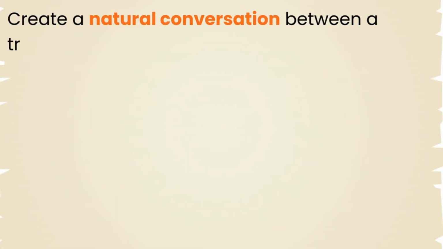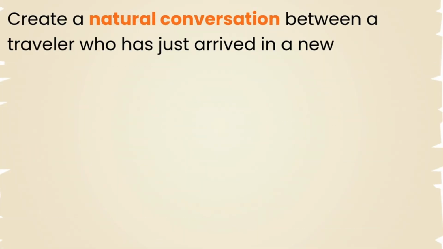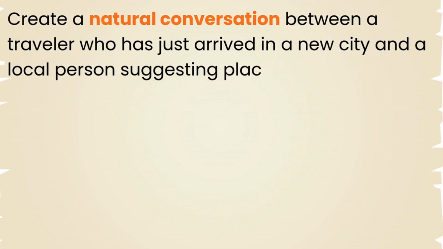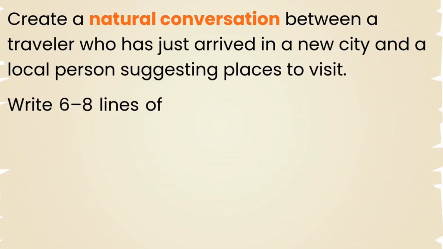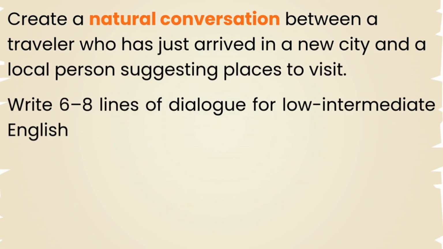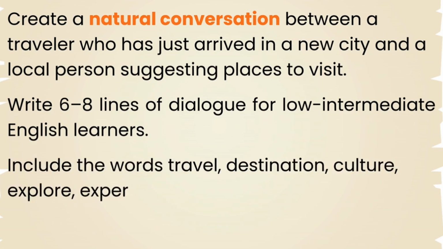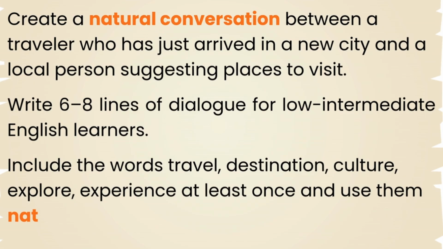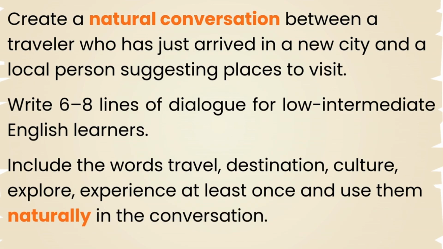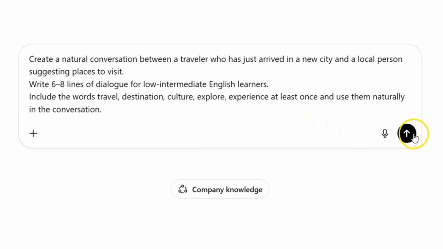First, we ask for a natural conversation instead of just a dialogue. Then, we add more details to set the context and increase the length to 6 to 8 lines so the conversation can develop a bit more. Finally, we keep the target vocabulary but ask the AI to use the words naturally. Let's see how this version turns out.